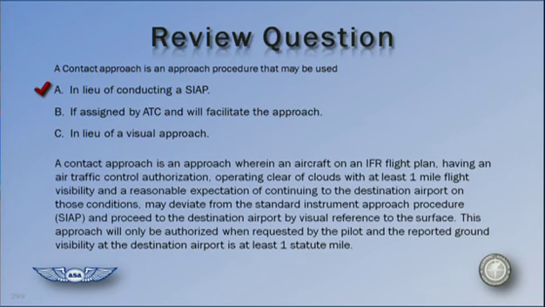Now, a contact approach is an approach wherein an aircraft on an IFR flight plan having air traffic control authorization, operating clear of clouds with at least 1 mile flight visibility and a reasonable expectation of continuing to the destination airport on those conditions, may deviate from the standard instrument approach procedure, or SIAP, and proceed to the destination airport by visual reference to the surface. This approach will only be authorized when requested by the pilot, and the reported ground visibility at the destination airport is at least 1 statute mile.